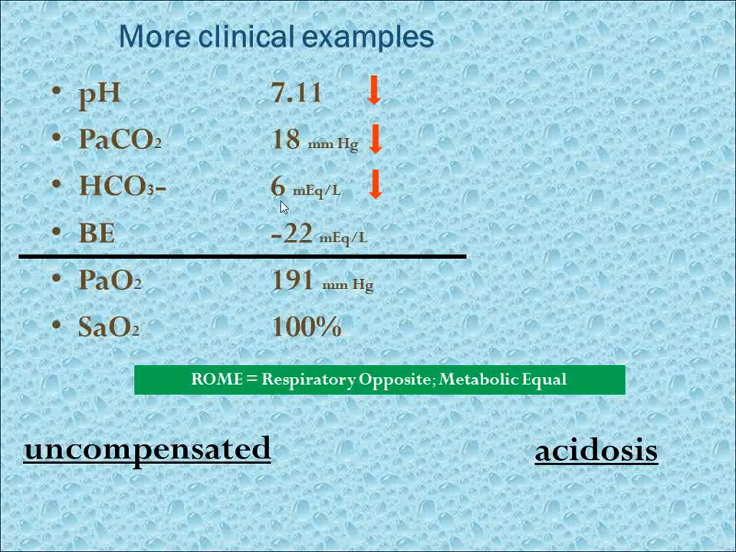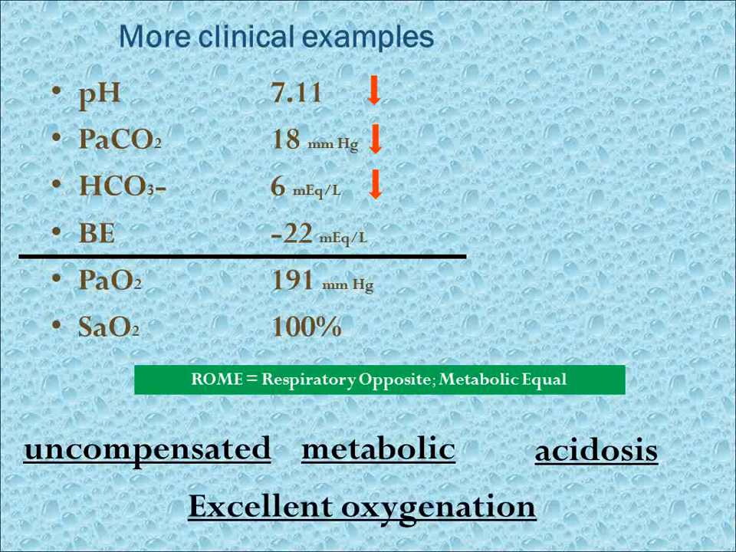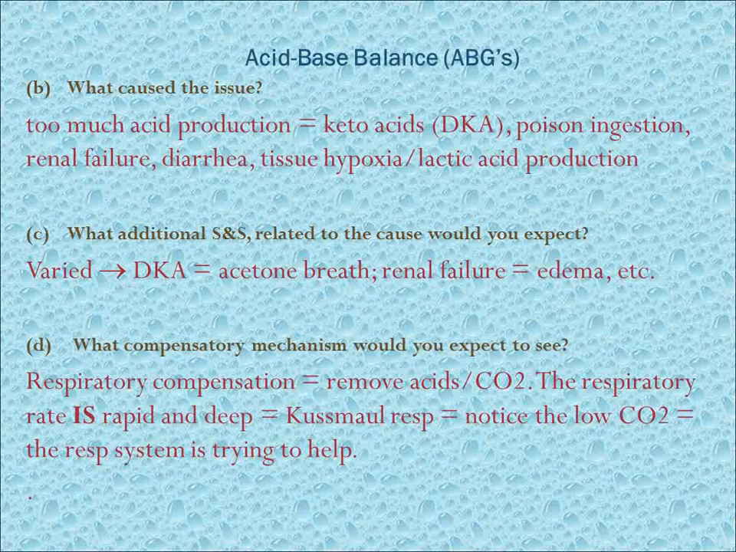Let's look at the metabolic system. We see that the bicarbonate is low. The arrow is down, and that does match the arrow for the pH. So this is a metabolic equal. We have an uncompensated metabolic acidosis. Then we look at the patient's oxygenation status, and we see, great, PaO2 is wonderful, and the SaO2 is wonderful. So they do not have an oxygenation issue.